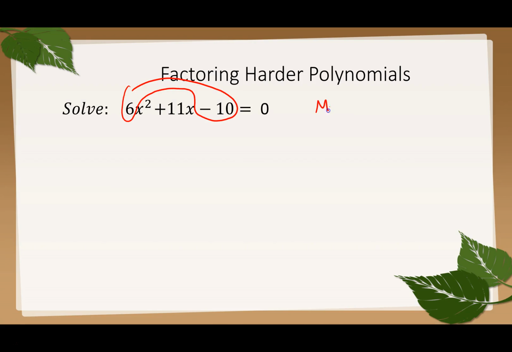So we're trying to multiply to a 6 times negative 10, which is a negative 60. And we're trying to add to 11. What is that going to be? It's not coming to me right away. Is it coming to you right away?